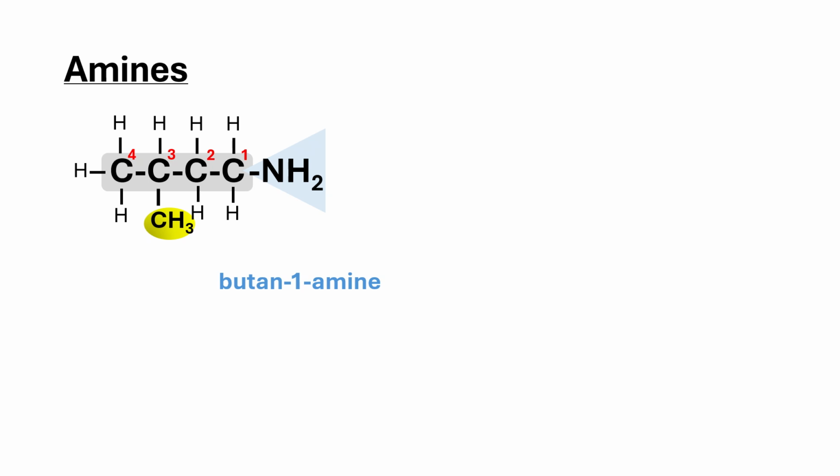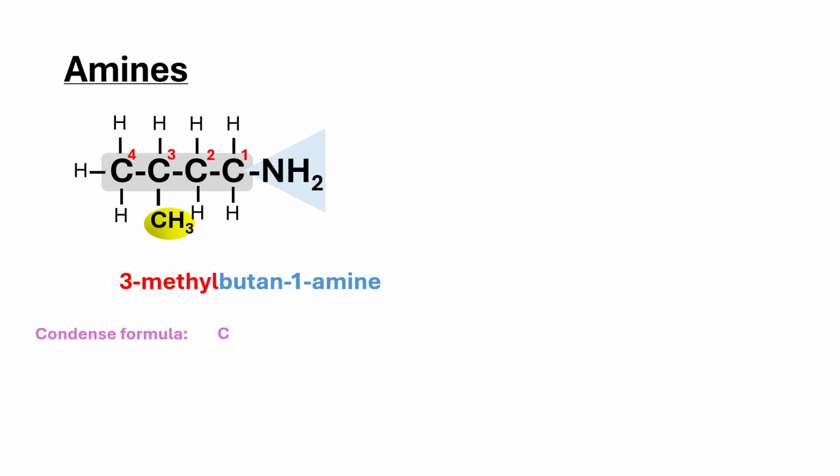Methyl means 1 carbon branch coming off the 3rd carbon, so the naming will be 3-methyl butane 1-amine. It's a bit of a mouthful, and you can have a space between 3-methyl and butane 1-amine, but typically we shouldn't have a space, though it doesn't really matter in your case.